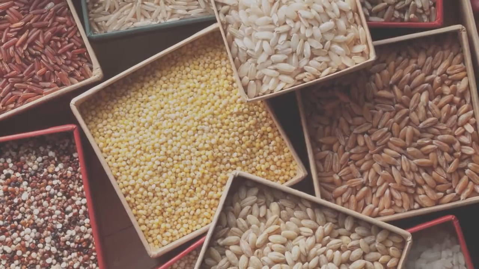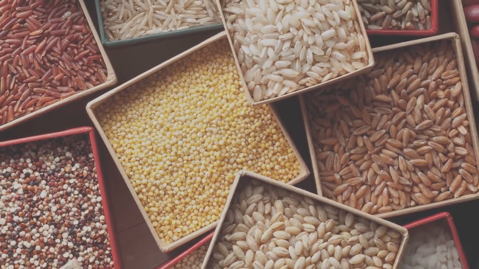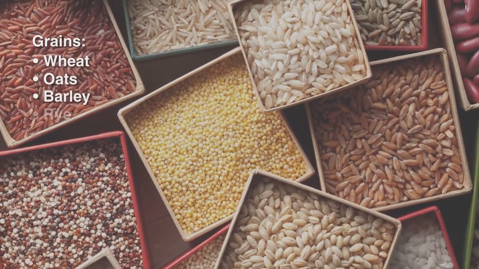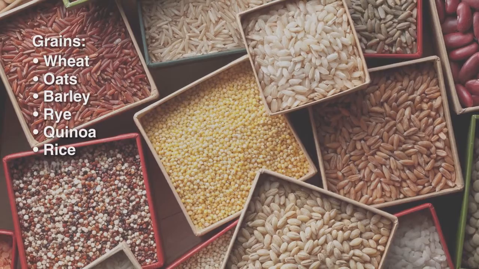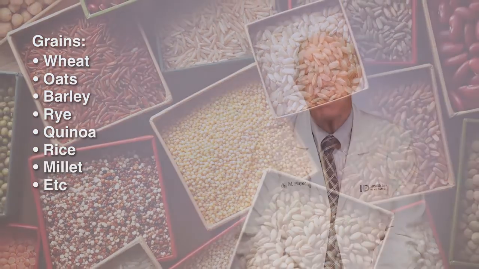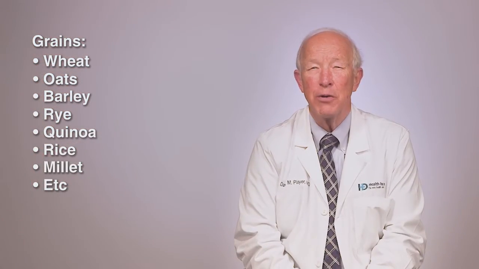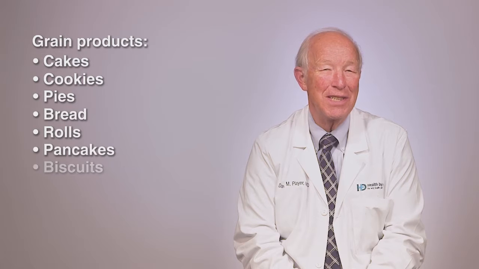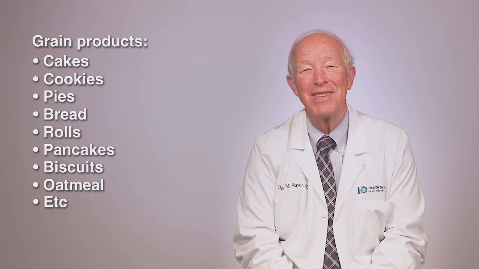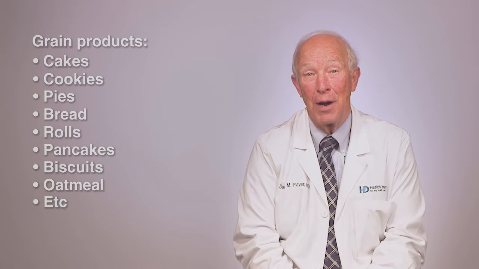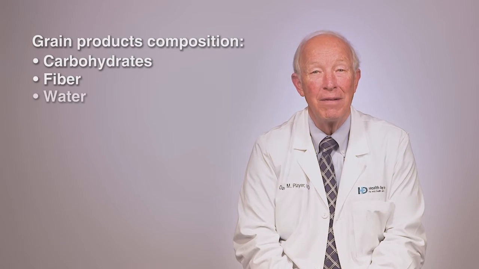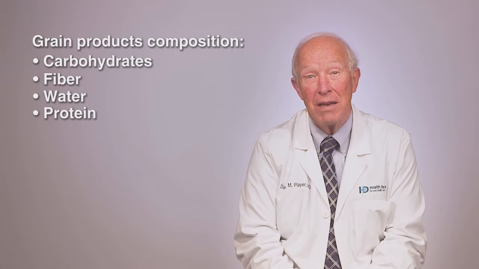Next are the grains. Grains all grow in the ground, not in trees, and include wheat, oats, barley, rye, quinoa, rice, millet, and a few other lesser-known plants. We use grains to make hundreds of products, including cakes, cookies, pies, bread, rolls, pancakes, biscuits, oatmeal, and a host of others. Almost all of every grain product is made of carbohydrates, with various amounts of fiber and water, and a small amount of protein mixed in.